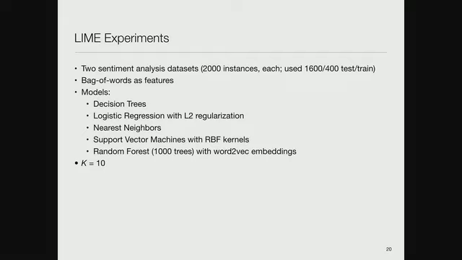And then they did a bunch of experiments where they said, okay, let's compare the results of these explanations, of these simplified models, to 2 sentiment analysis tasks of 2,000 instances each. Bag of words as features, they compared it to decision trees, logistic regression, nearest neighbors, SVM with a radial basis function kernel, or random forests that use word-to-vec embeddings, highly non-explainable, with 1,000 trees, and k equal 10, so they chose 10 features to explain for each of these models.